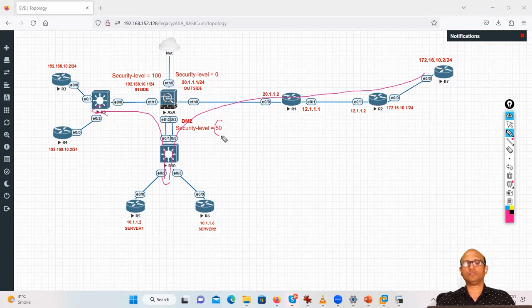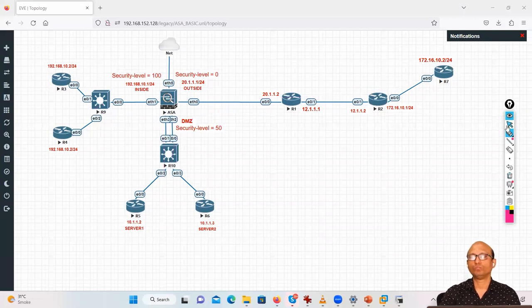Now he won't go. Why? Because the security level is 50 and the security level of the inside is 100. So low to high won't work with the implicit rule. Just now I explained what the implicit rule is. So any traffic coming towards the demilitarized zone cannot enter my LAN without any policy. This is the safety. That is why I kept it 50 and 100 for high. So high to low, I can go, but I cannot go low to high. Low to high is not allowed. Clear?